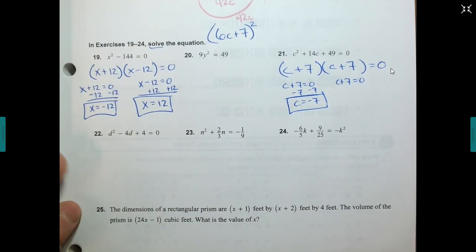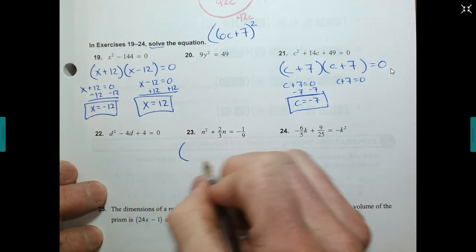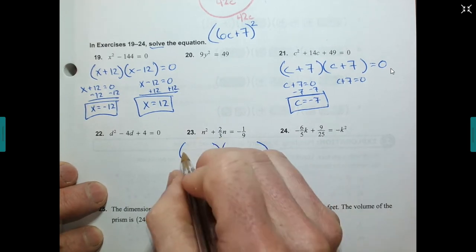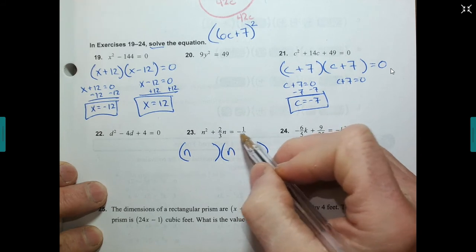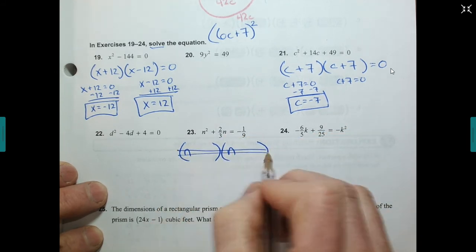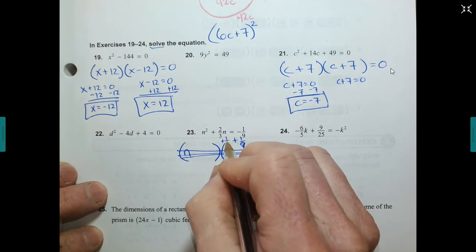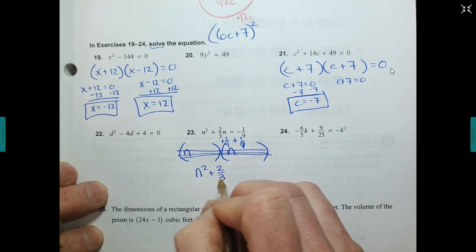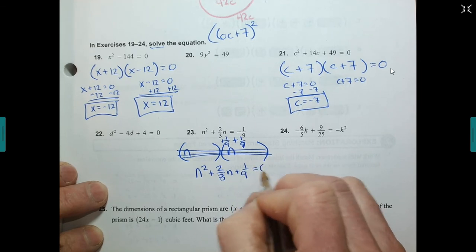No fractions! Oh, wait a second. Even the fractions are straightforward. I have my n, and then, oh, whoops, this isn't an equation yet. All right, it is an equation, but I need it to equal 0 first. So I'm going to add 1/9 to both sides. So I then get n squared plus 2/3 n plus 1/9 equals 0.